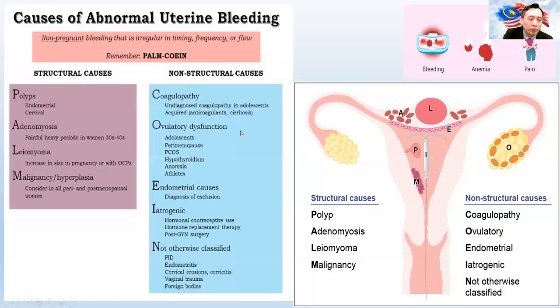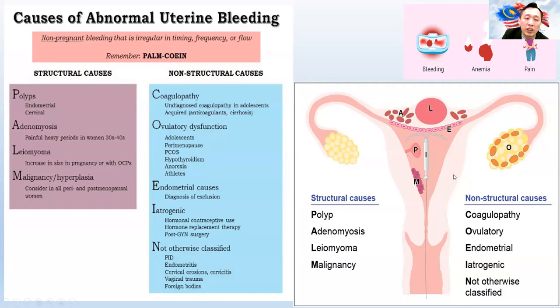So for the cause of abnormal uterine bleeding, basically you use the PALM-COEIN to assess the cause. It can be either a structural cause or a non-structural cause. Structural causes can be a polyp inside the uterine cavity, adenomyosis, which I'm going to explain to you later, fibroid, and even malignancy needs to be considered. Especially if they get abnormal uterine bleeding at 40 years old and above, this is a case you want to investigate, or be highly suspicious of endometrial cancer or even cervical cancer. Or it can be due to a bleeding disorder, an undiagnosed bleeding disorder, or even cirrhosis, or the patient is on an anticoagulant, etc.